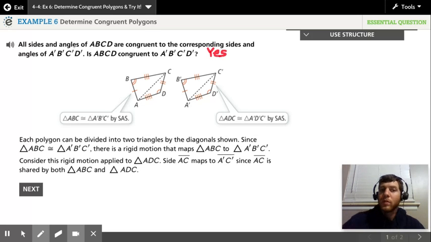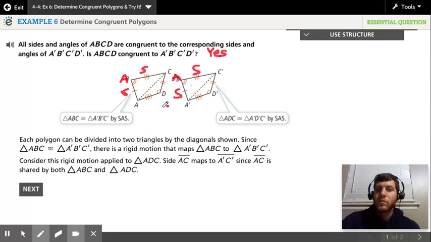So if we assume we only know angle B and angle B prime are congruent and angle D and angle D prime are congruent, we need to try and show that angle A is congruent to angle A prime and angle C is congruent to angle C prime. Okay, and we would do that by using side, angle, side. We would split this into two triangles, right? And we could say triangle ABC here is congruent to triangle A prime, B prime, C prime by side, angle, side.